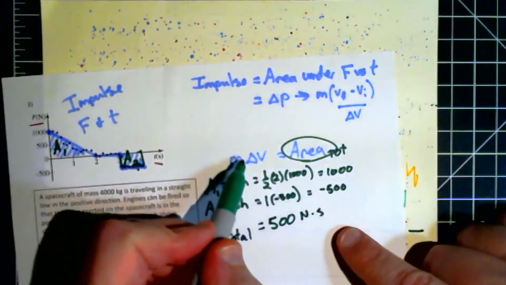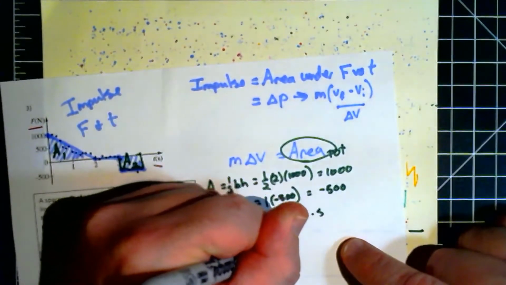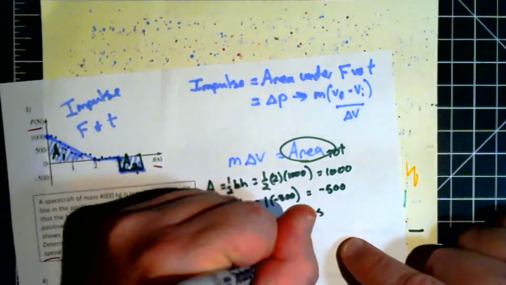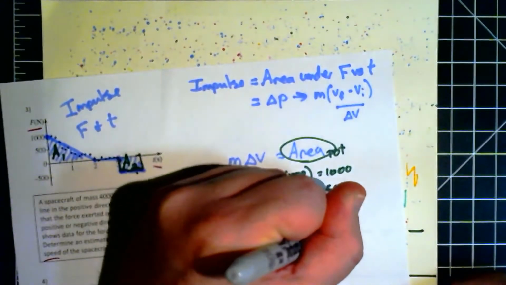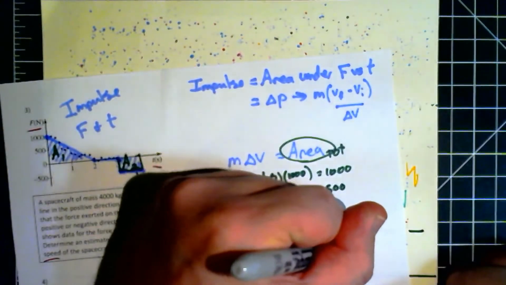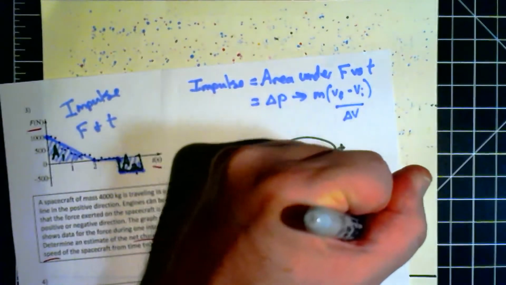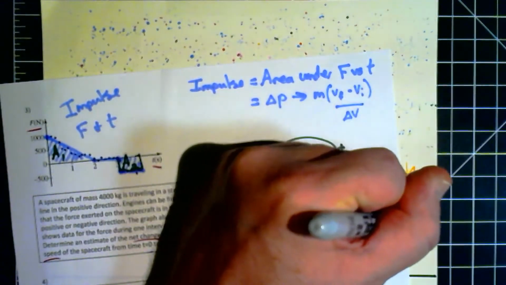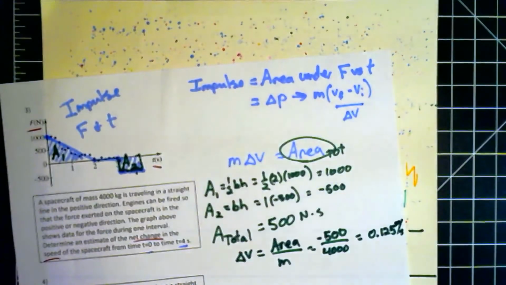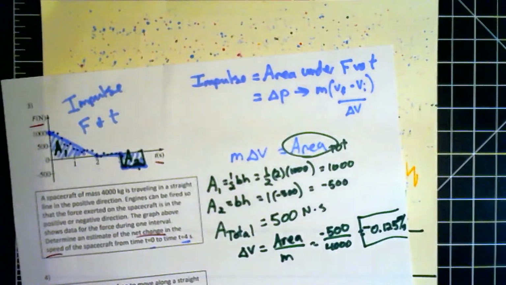And so now I just need to divide that number by the mass to get the change in velocity. Delta V is our area divided by the mass. So we got -500 divided by the mass of 4,000. And that gives you 0.125 meters per second, because it is a speed. All right, and that is an estimate of the net change in speed. Specifically, it's a negative, so you lost that much velocity.